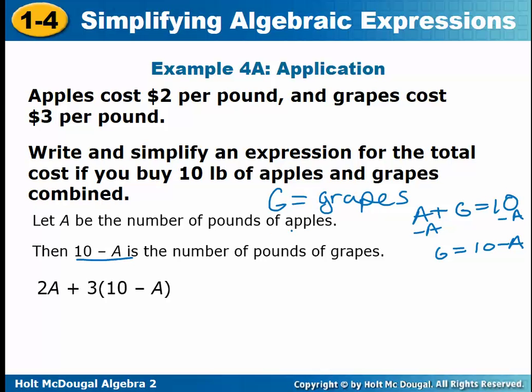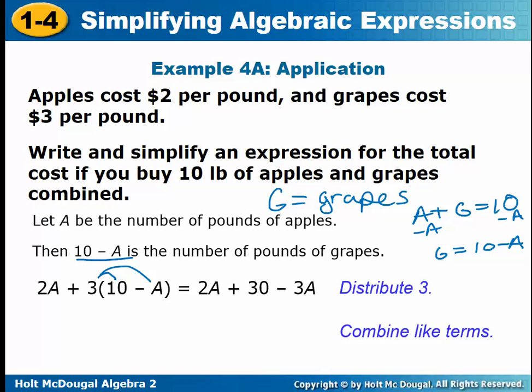So really, 2 times the number of apples plus 3 times the number of pounds of grapes, but grapes is 10 minus A, is going to be equal to how much we are going to spend. So we're going to simplify this. We use the distributive property here. 3 times 10 is 30, 3 times A is 3A. And then we combine our like terms, and 2A minus 3A is negative 1A. So our expression simplifies to 30 minus A, or 30 minus 1A.